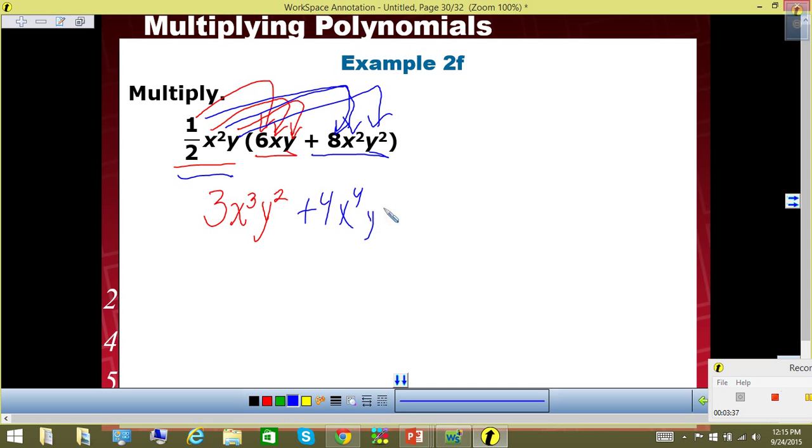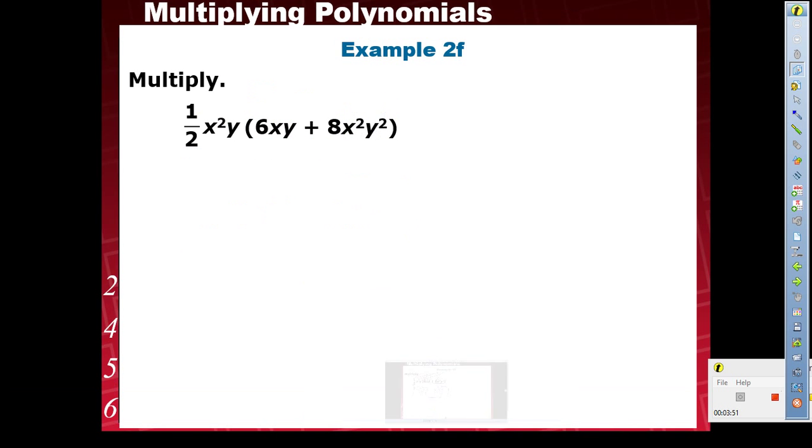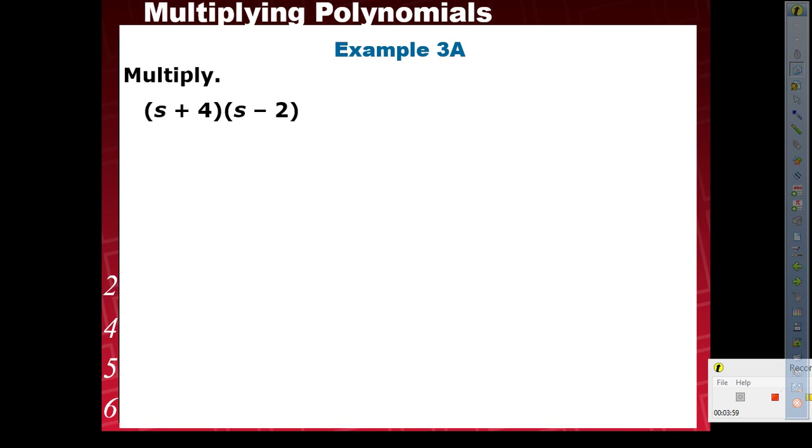What y squared, it's y cubed. So we distribute, and this is our product. Hands if you got that. Okay? So now that we're done with these easy ones, copy this next one, please. Example 3a, and it's (s plus 4) times (s minus 2). Just copy it. I'm going to go over this one first.